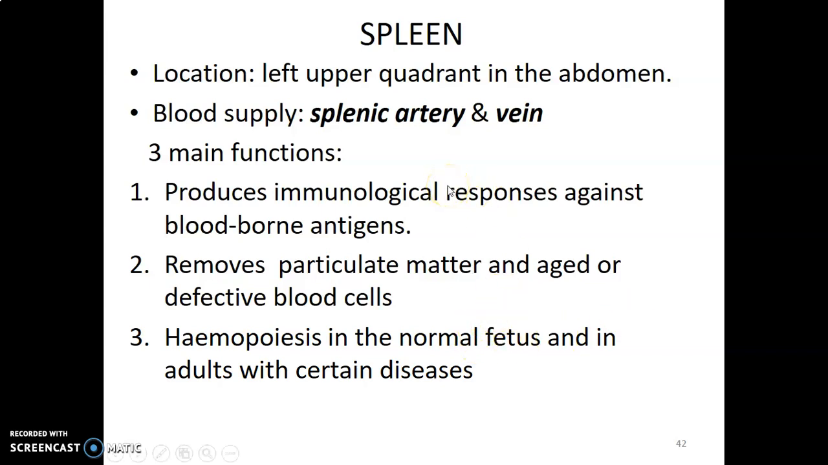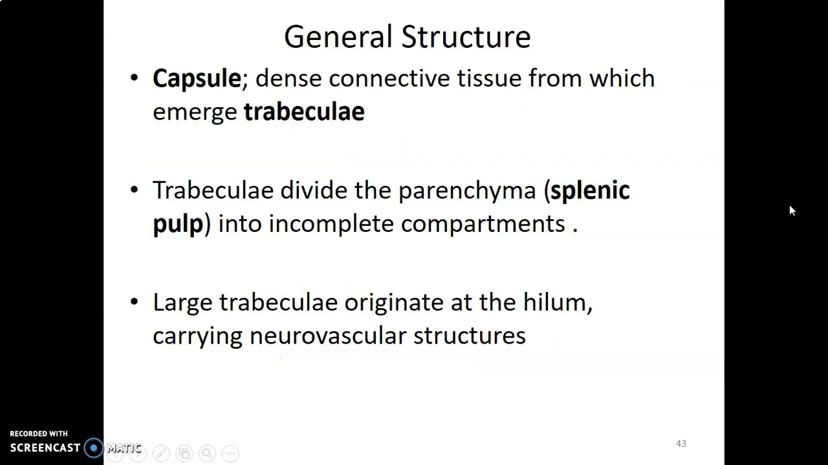So what are the three main functions of the spleen? It produces an immunological response against blood-borne antigens, so you're able to respond to microbes within the blood. It removes particulate matter within the blood and also aged or defective blood cells. The spleen in a normal fetus, or in adults with certain diseases, is able to carry out hemopoiesis, to help with the formation of blood.